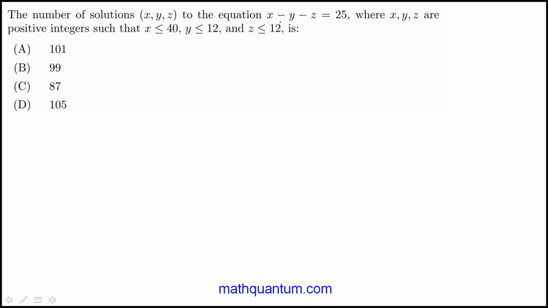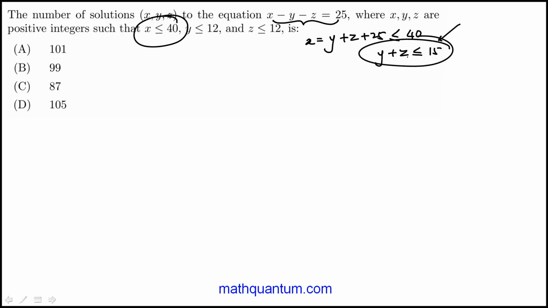So this is a hard question, and I'll start by manipulating that equation and moving these other terms to the other side. We're given that x has to be less than or equal to 40. That means y plus z has to be less than or equal to 15. And that's the condition I'll use, that if we start with the case y plus z is 15, then of course x is fixed at 40 because of that equation.